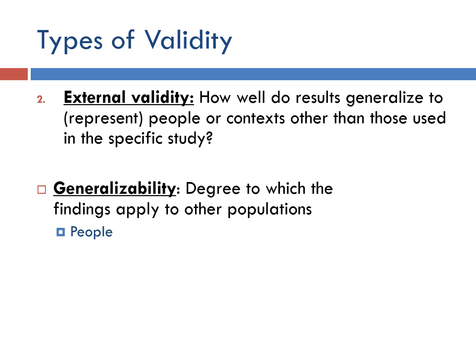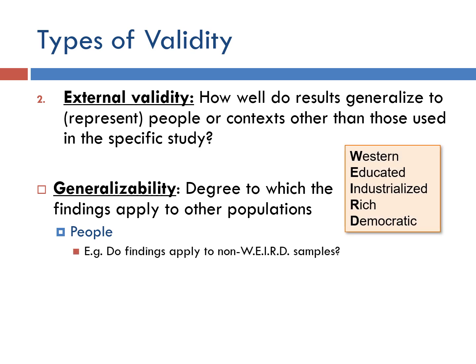Another term when discussing external validity is going to be generalizability, the degree to which we can take the findings from a study and apply it to other populations. We can generalize to other people or contexts. So people is a big example. I've already kind of mentioned it, but these WEIRD samples.